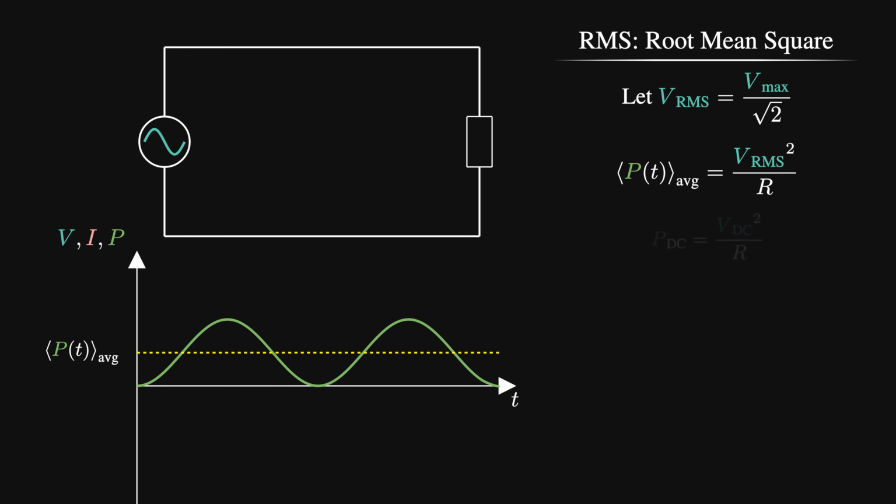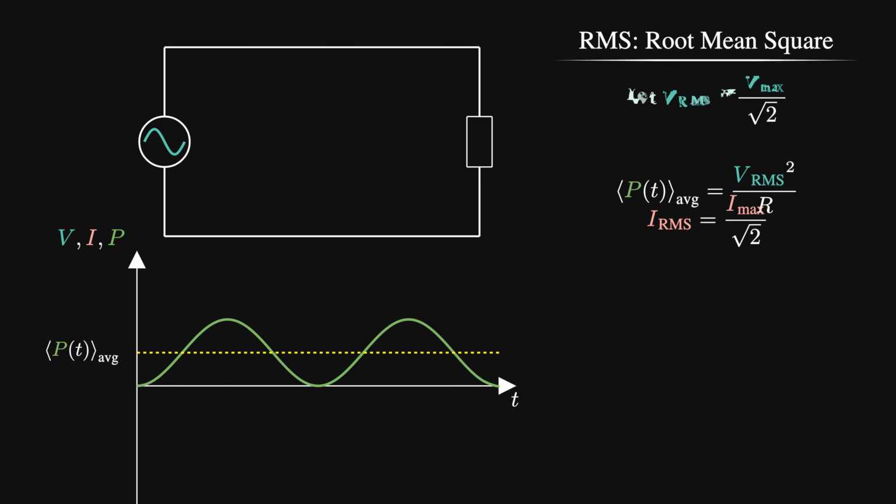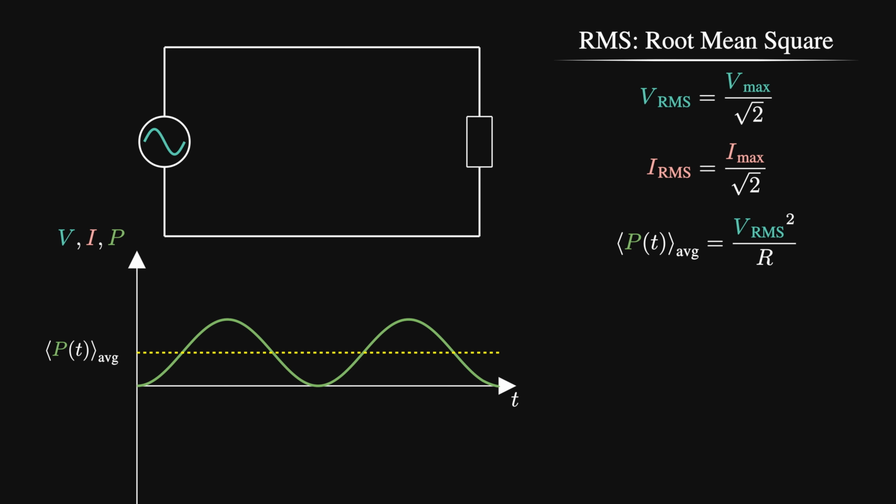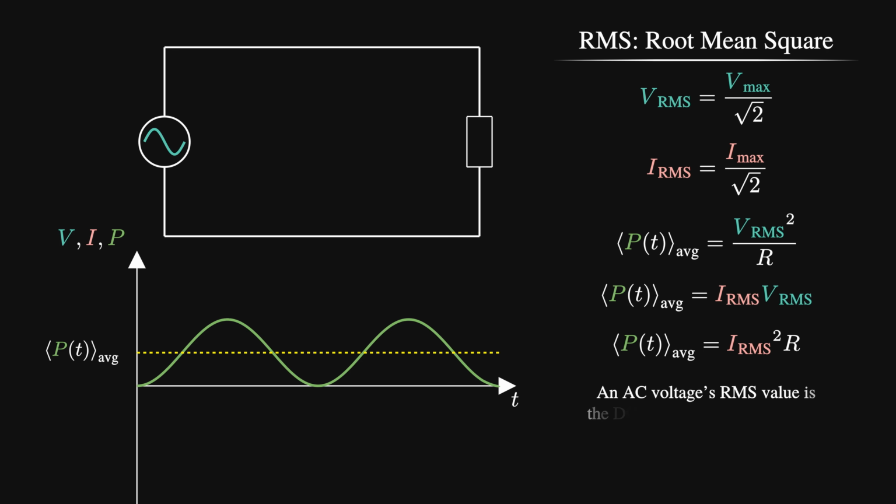In the exact same way, we can define the RMS current as the maximum current over square root 2, which is equivalent to the maximum voltage over R times square root 2. And now we can write power in any of the familiar forms that we use in DC electronics. Why does this matter? Well, we can say that an AC voltage's RMS value is the DC voltage that would deliver the same average power to a resistor.